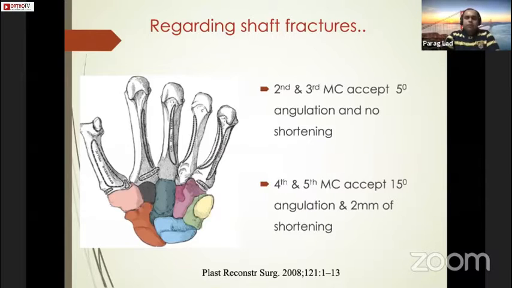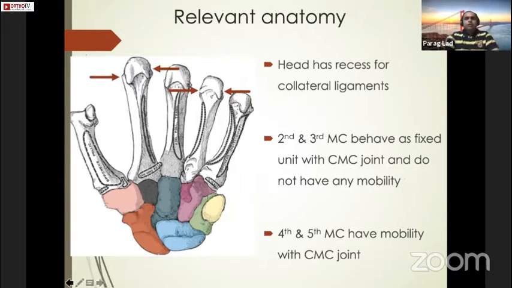Before we discuss the metacarpal shaft fracture, I would like to discuss some relevant anatomy of the metacarpals in the hand. The second and third metacarpal bases behave as a fixed unit with the carpometacarpal joint, and they do not have any mobility there. The fourth and fifth metacarpals have 15 to 20 degrees of movement at the carpometacarpal joint.